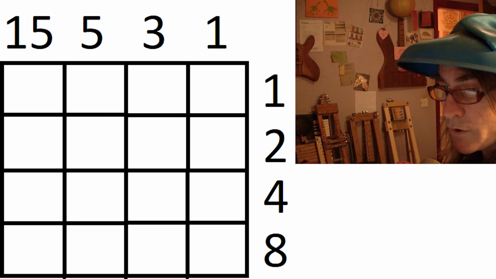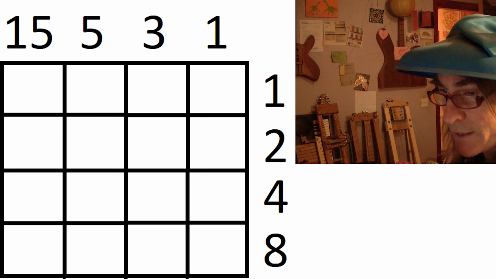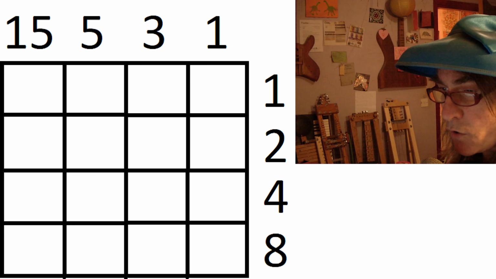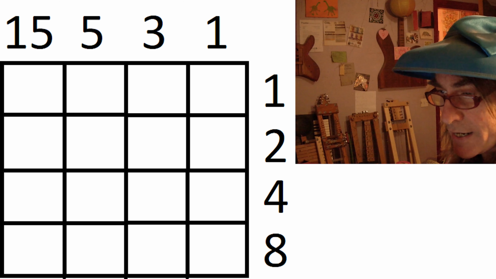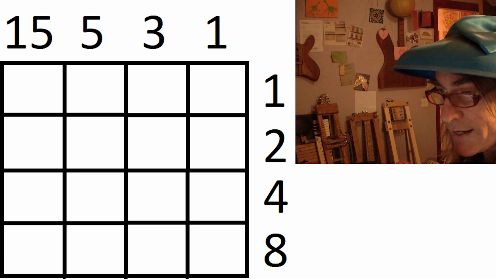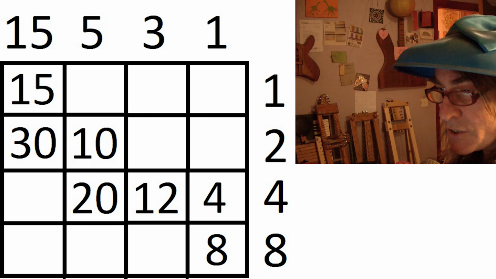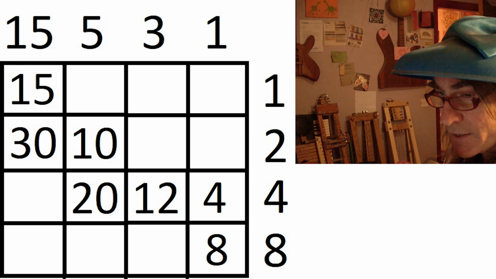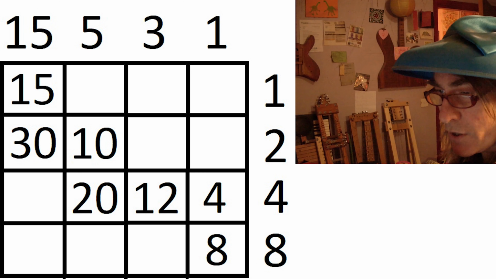Another way to look at the Necronomicon numbers is to arrange them in a multiplication table. Draw a 4x4 grid of squares. At the top, write the odd factors of 120: 15, 5, 3 and 1. Down the side, write the factors of 120 that are powers of 2: 1, 2, 4 and 8. Each square represents the number that you get when you multiply the number at the top of the column by the number at the end of the row.